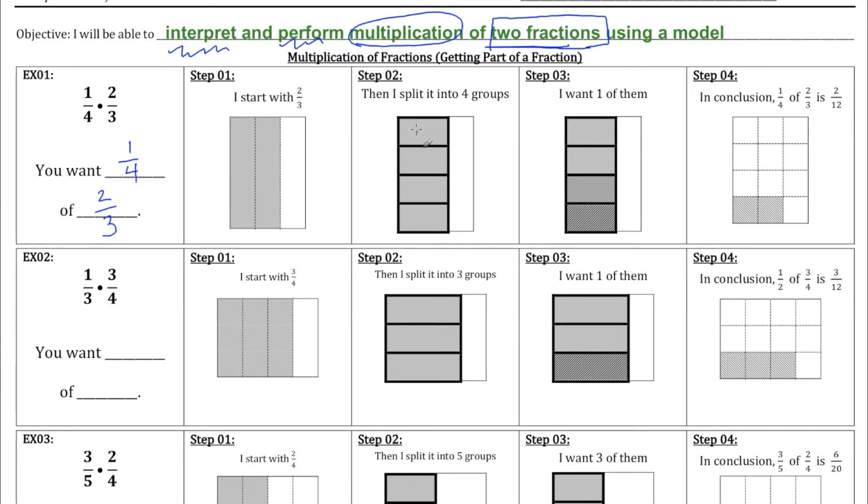So step number 2, I split that 2/3 into 4 groups. 1, 2, 3, 4. Out of those 4 groups, I only wanted 1 of them, because I wanted 1 out of the 4 pieces that I can make from 2/3. In the end, you see how these are different sizes than this one? So what I did is I created equal pieces. And if I create equal pieces, then 1/4 times 2/3, or 1/4 of 2/3, is 2 out of 1, 2, 3, 4, 5, 6, 7, 8, 9, 10, 11, 12 equal parts.